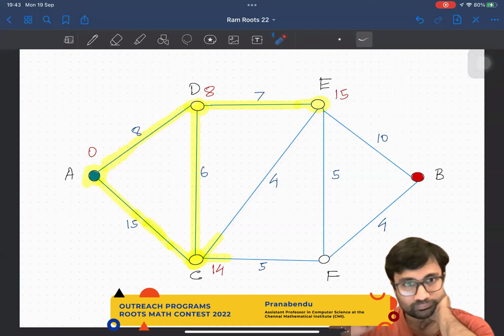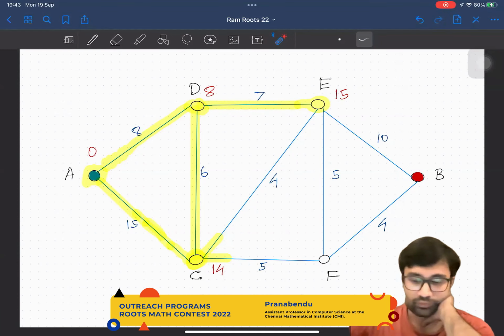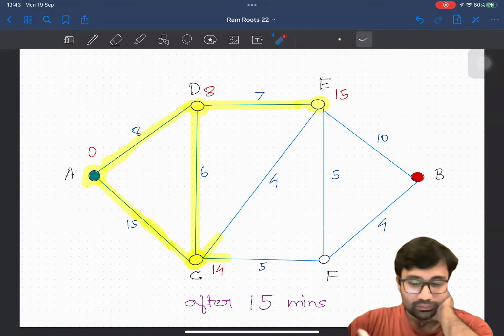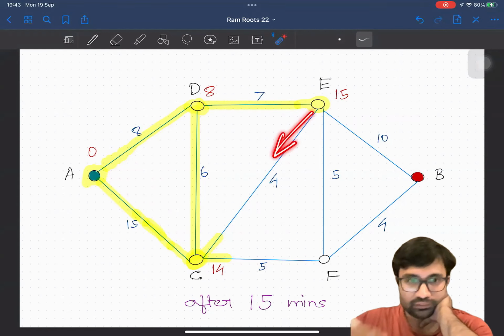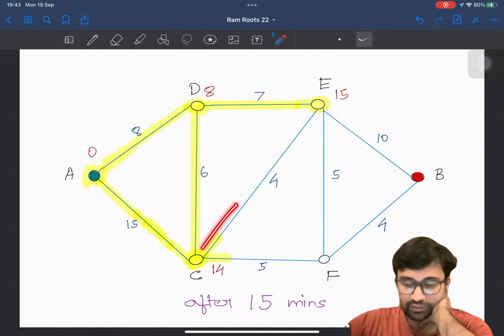From C, it has completed 1 minute. After 1 minute, it has started spreading a little bit, sir, to E. Okay. So after 2 minutes, from E to C also it will spread, sir. Correct. So the fire is spreading from E in this direction, and it is spreading from C in this direction.